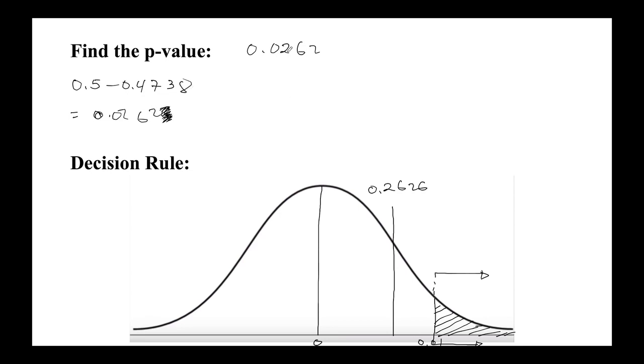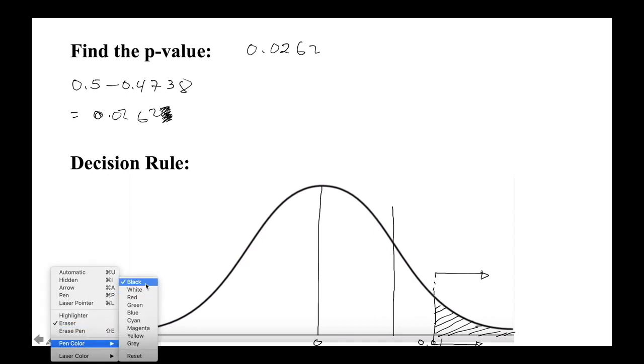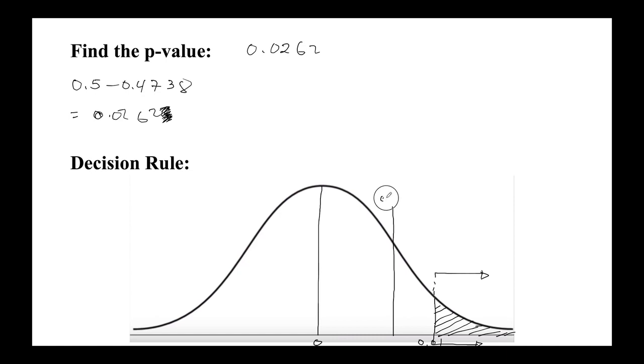I'm sorry, typo error tayo. Okay. 0.0262. Now, ito naman, since this is probability, di ba, p-value probability, ayan naman yung area na sakop niya, papunta doon. Ayan, 0.0262. Now, what will be our decision?